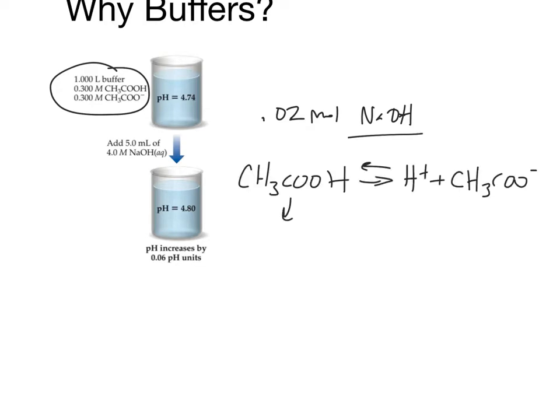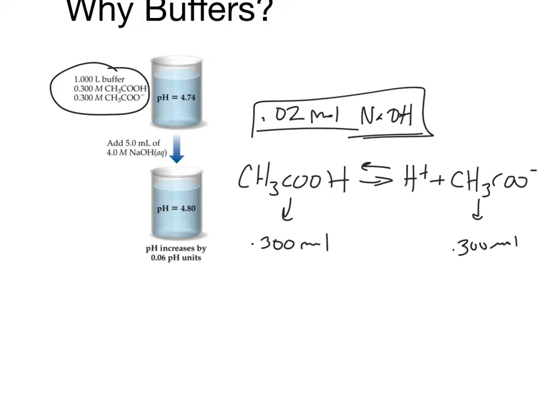So you've got the acid, and I have 1 liter of 0.3 molar, or essentially I have 0.300 moles of this stuff, and I have 1 liter of 0.3 molar of this, or I have 0.300 moles of this stuff. Now you've got to think about the stoichiometry a little bit, because when this goes into the solution, it's going to reduce this by 0.02 moles. It's going to neutralize some of the acid in the buffer. And if I subtract 0.3 minus 0.02, I should get 0.280.